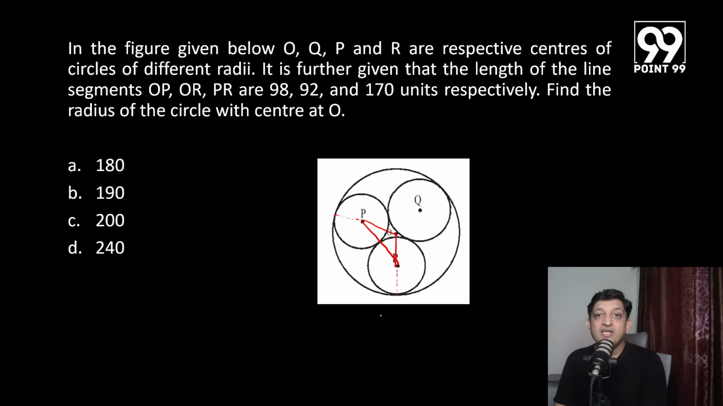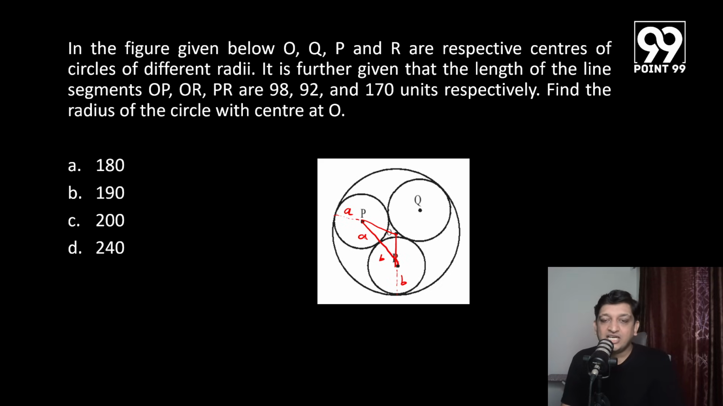Now what do we know? We know that the length of the line segment OP is 98. So let's say the radius of this circle, the big circle that we have, is A. Let's say the radius of this circle is B. What do we know? We know that this segment will be A plus B.